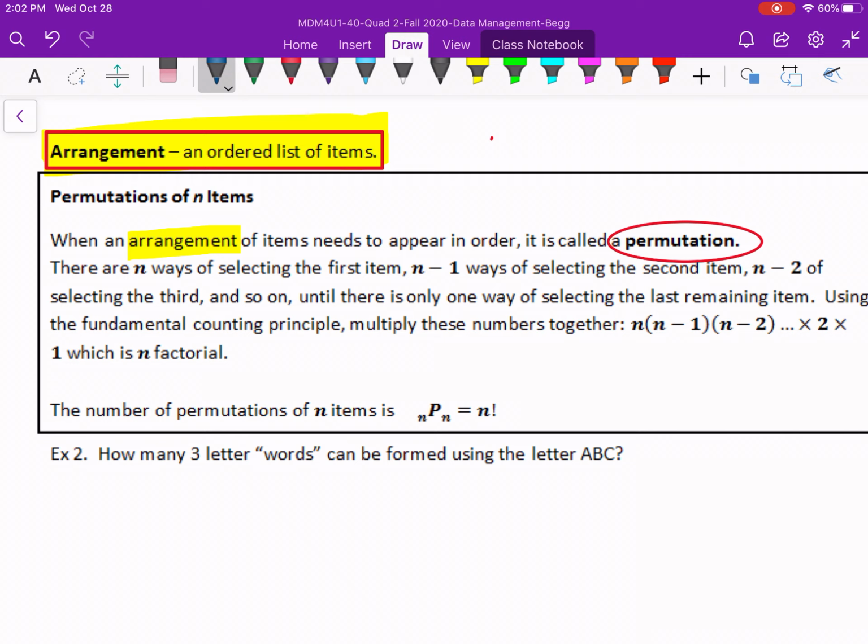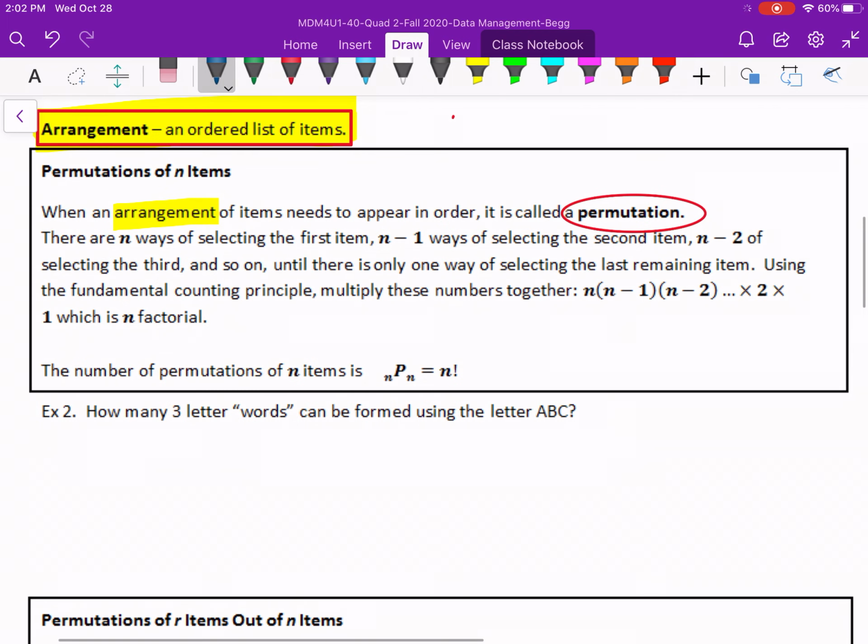There are n ways of selecting the first item, n minus 1 ways of selecting the second item, n minus 2 ways of selecting the third item, and so on, until there's only one way of selecting the remaining item. Using the fundamental counting principle, multiply these numbers together, you get n times n minus 1 times n minus 2, etc., which you may recall is just n factorial. So the number of permutations of n items, nPn, equals n factorial. So this is an important formula which I'll need to explain to you, and I certainly will, although not quite yet. I'm going to just go through a little example and then talk about that formula.